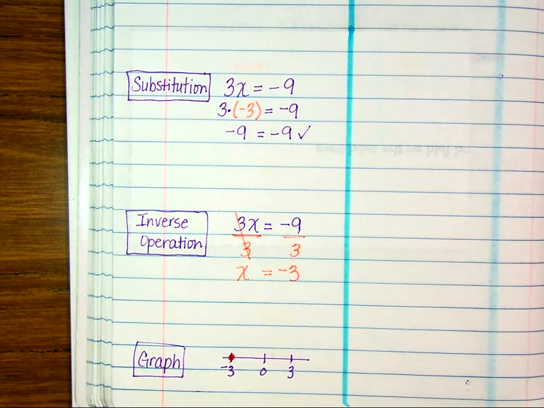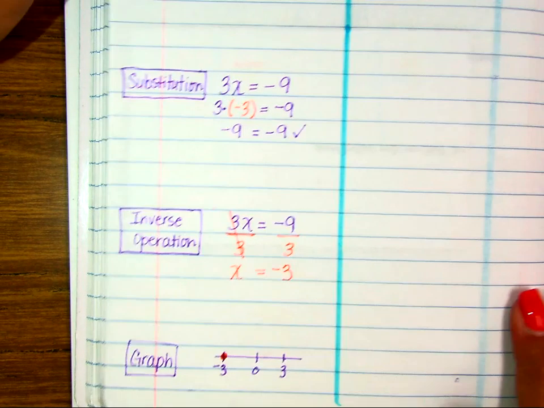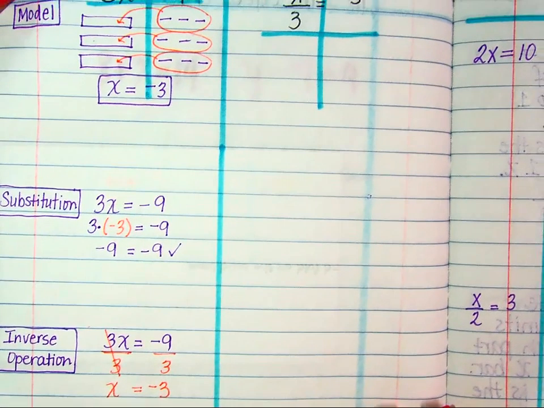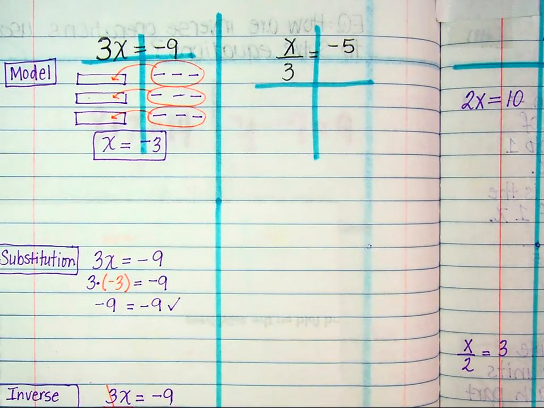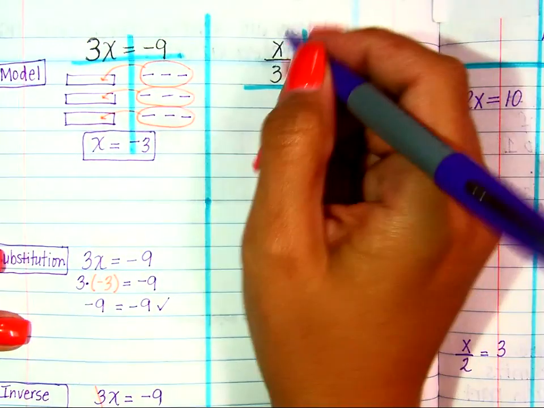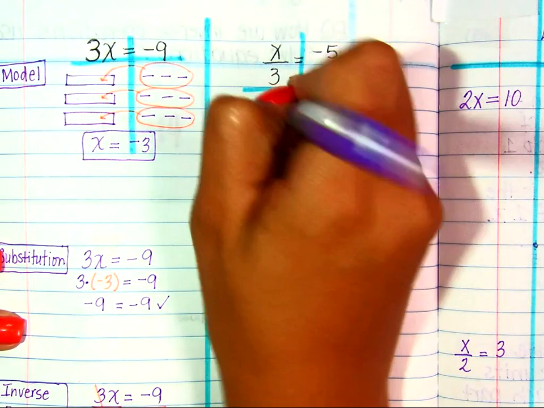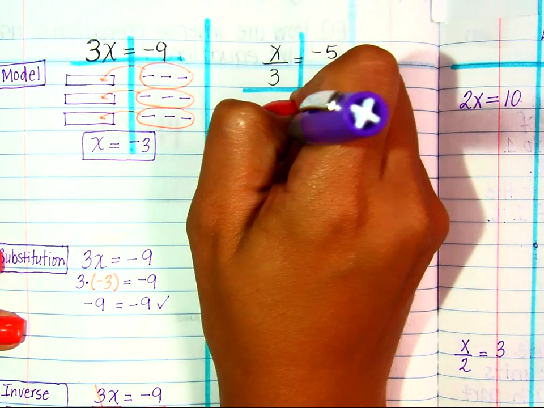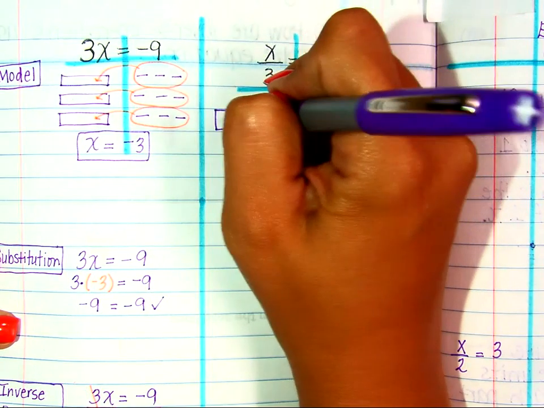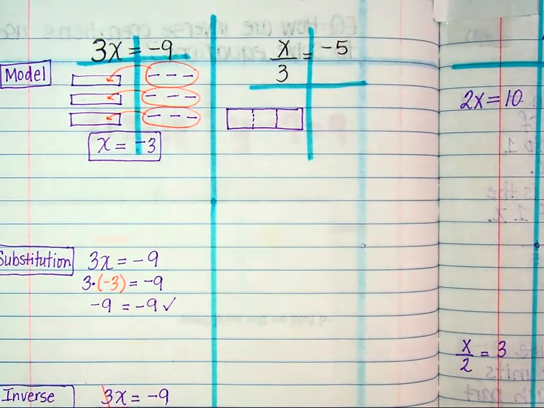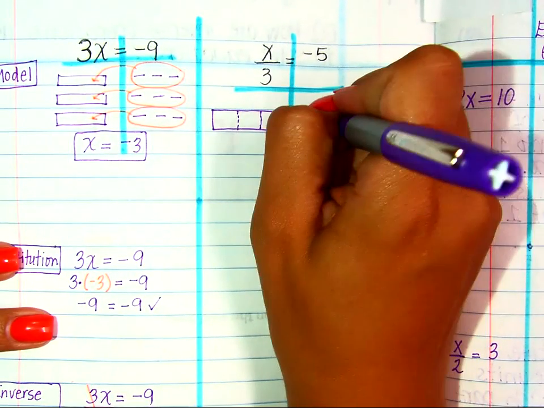Okay. Let's take a look at our division problem. We had x divided by 3 equals a -5. So this time I'm going to have a larger bar just so we can show what's happening. I'm going to divide it into 3 pieces. And I have 5 negatives. 2, 3, 4, 5.